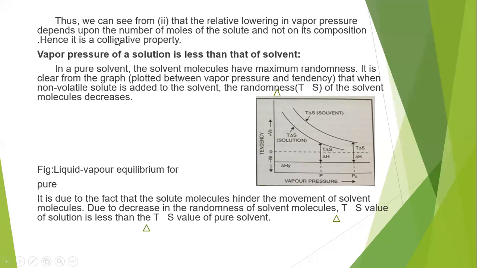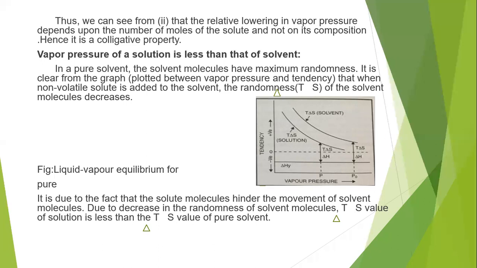So in general, the vapor pressure of a solution is always less than the vapor pressure of a pure solvent. Why? How can we say whether it is less than or greater than that? In a pure solvent, the solvent molecules have maximum randomness, so they can move very easily, here and there. The randomness of the molecules in a pure solvent is very high.